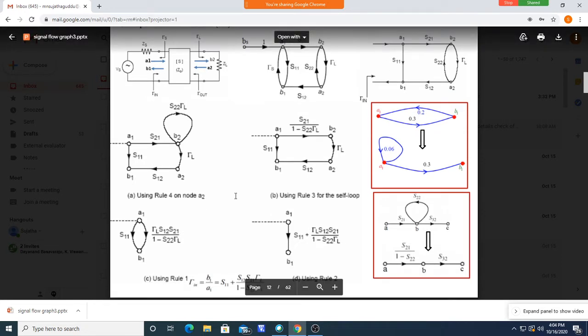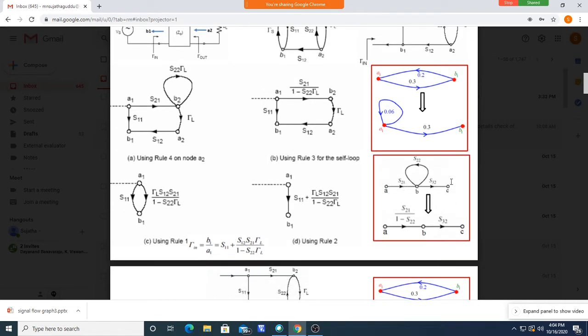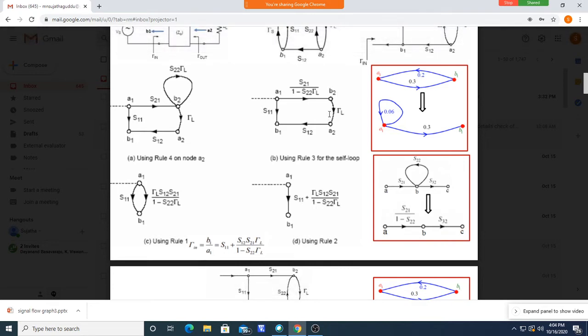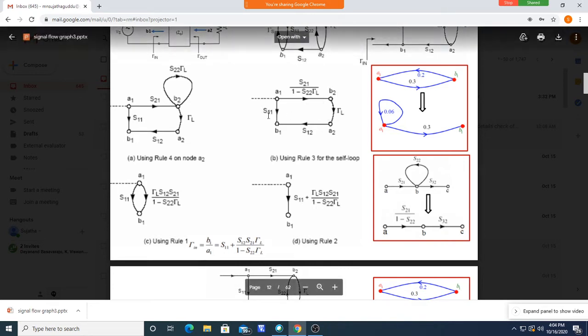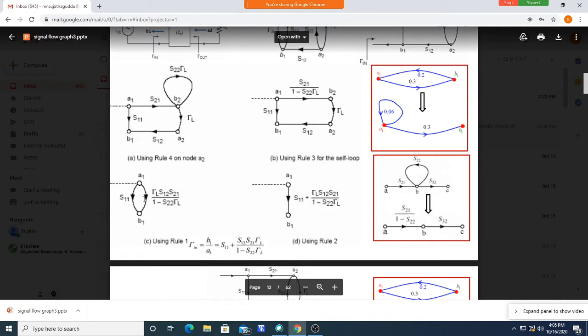This can be further reduced to this form. See here, there is a self loop. A self loop can be eliminated by changing the multiplication here. Using that we got this, where two branches are in series. By applying the series rule, this will become a single branch like this.